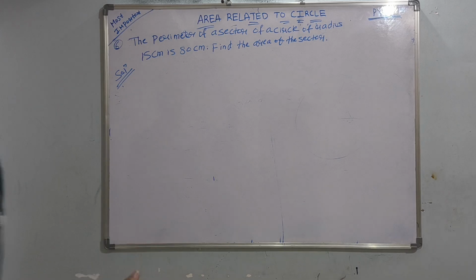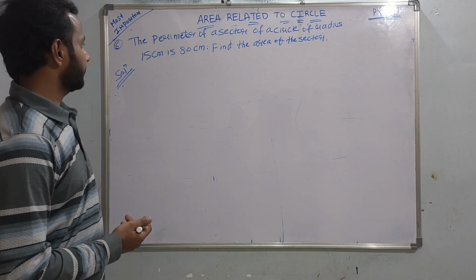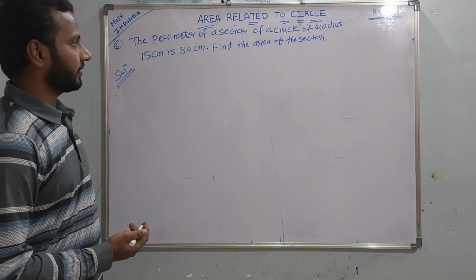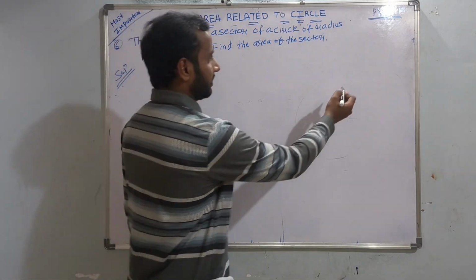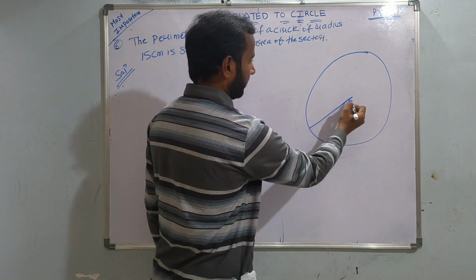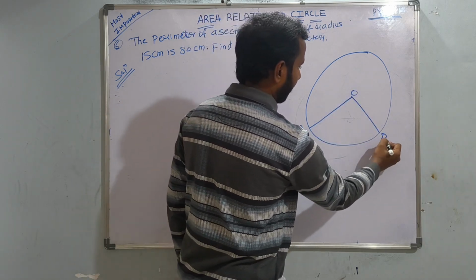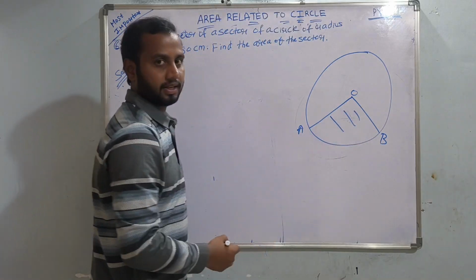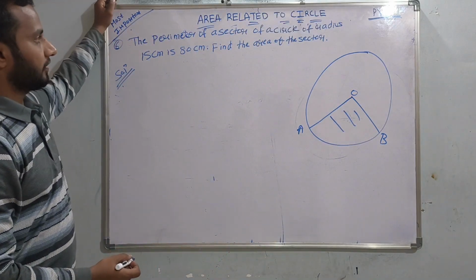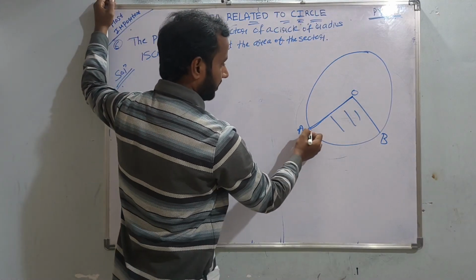Next question. The perimeter of a sector of a circle of radius 15 cm is 80 cm. Find the area of the sector. If a circle is divided by radii, then it is sector AOB. This part we will be calling a sector. Perimeter of the sector they have given you. Perimeter means the outer part of the sector.